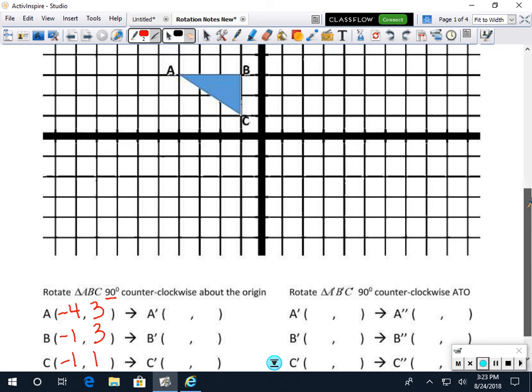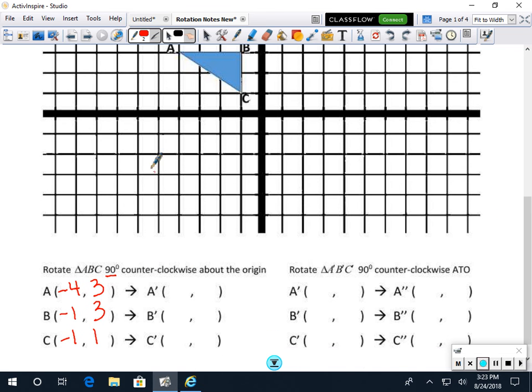Alright, so I know that since I'm going counterclockwise, I'm going to be taking this picture and rotating it this direction. So spinning it this way. 90 degrees means I'm going to take this picture here and move it one quadrant. So from here I'm in the second quadrant. I'm going to move it down here to the third quadrant. Anytime we do rotations about the origin, we're going to move it one time, 90 degrees.